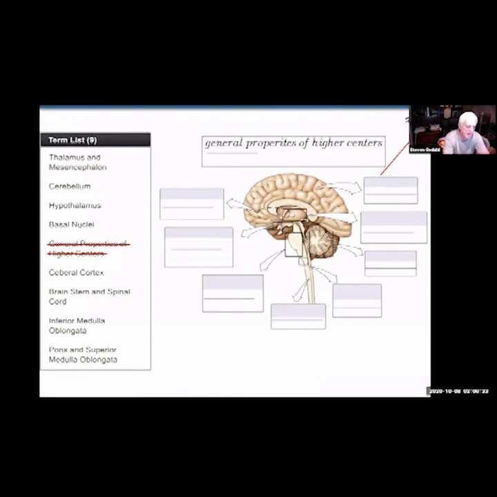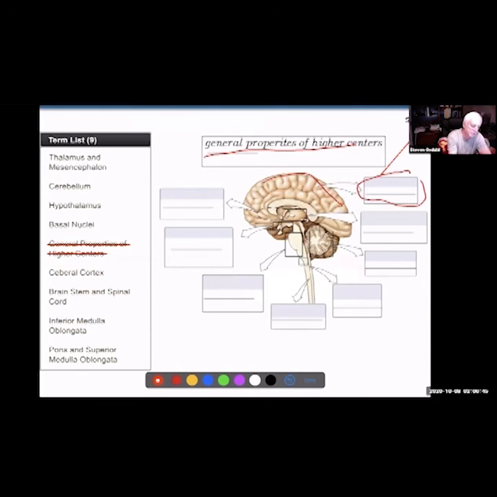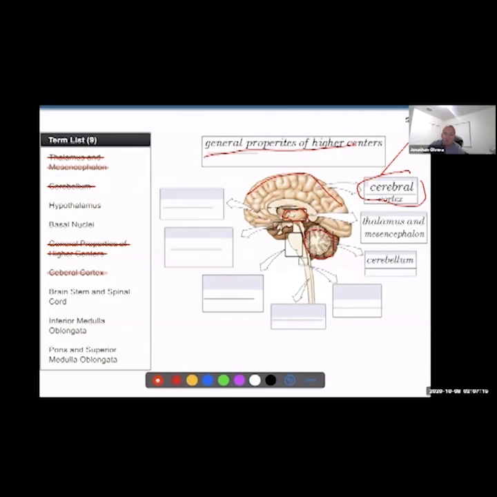Okay, so here we have that general principle of higher centers. Remember that picture we just showed you? These are your general properties of the higher centers of the brain. So what's this one here? This area right here, the cerebral cortex. The next area is this box right there, this little egg-shaped thing. Thalamus. That's your thalamus. Thalamus and mesencephalon. The thalamus is a little egg-shaped structure there. And what's this part of the brain here? It sits below the cerebral cortex. Cerebellum. Okay.